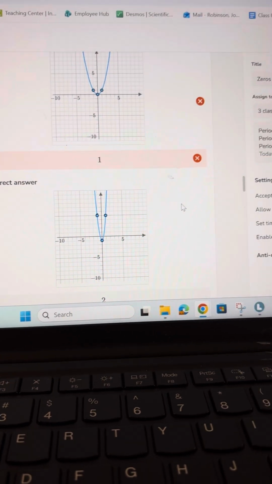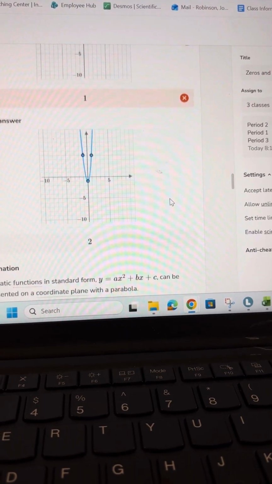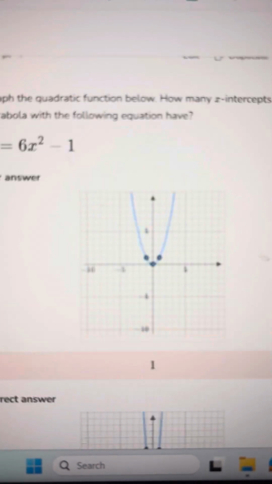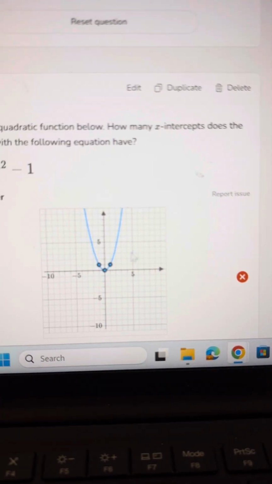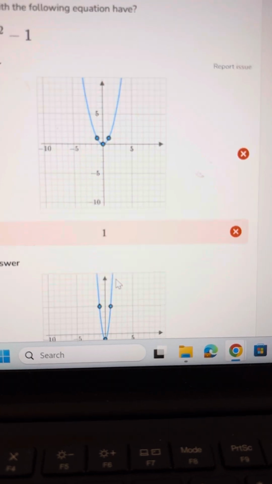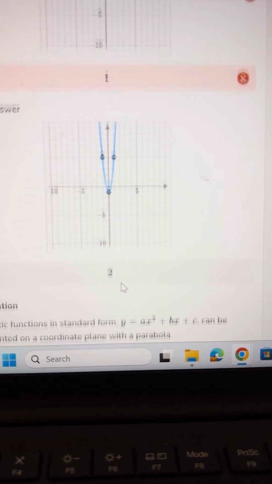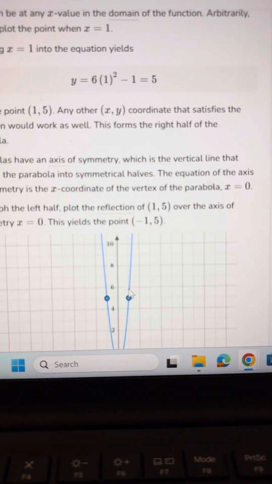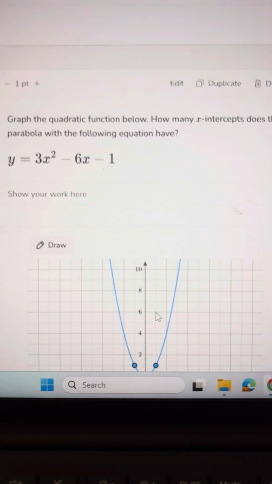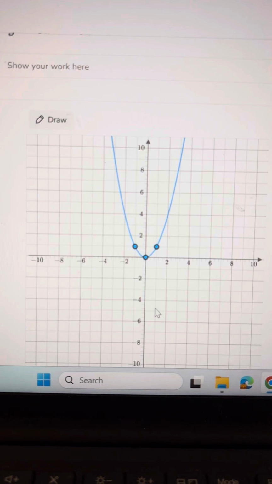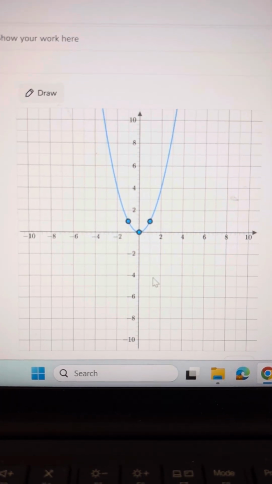Am I wrong? I think I was supposed to graph this first. Yep, graph the quadratic and then tell. If you just look at this graph and say, oh, it has no intercept, then you're going to be wrong. You got to graph it and then tell. Don't make that mistake that I made. All right, and then the next one is also graphing and telling how many x-intercepts. Again, this is not the graph for it, okay?